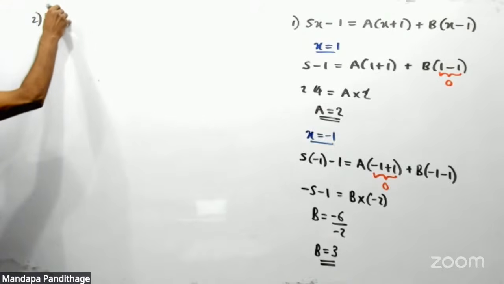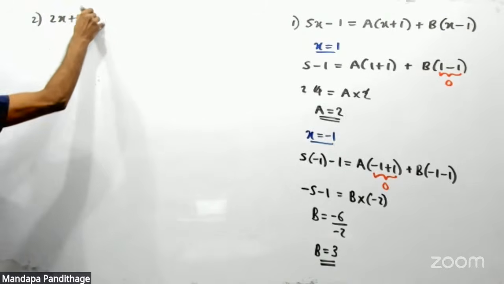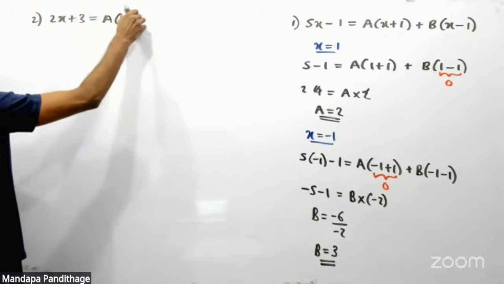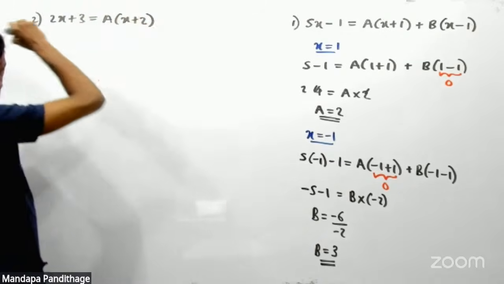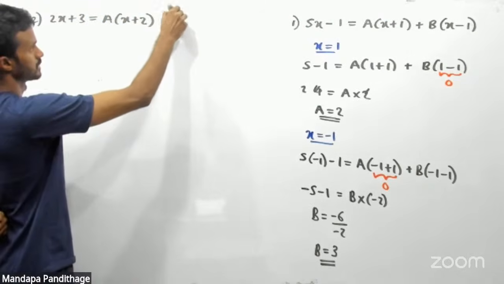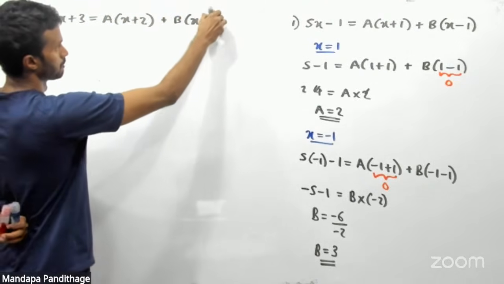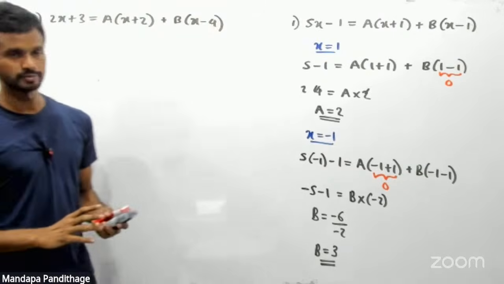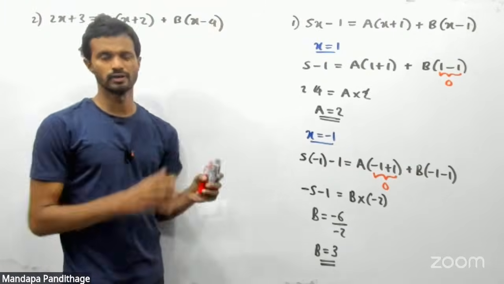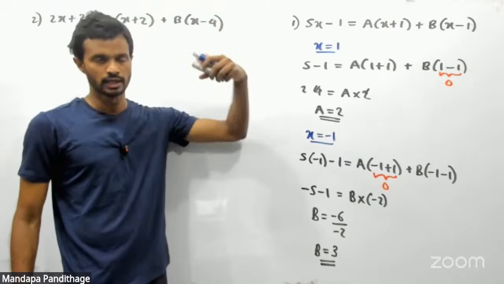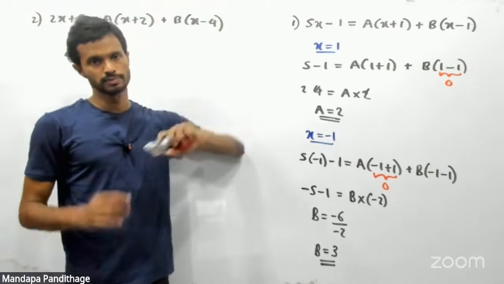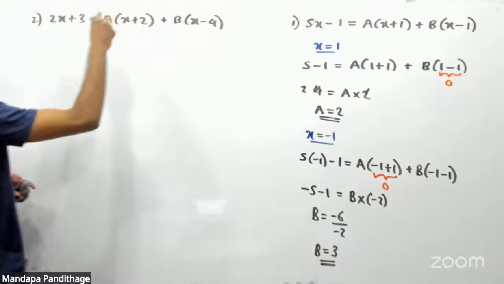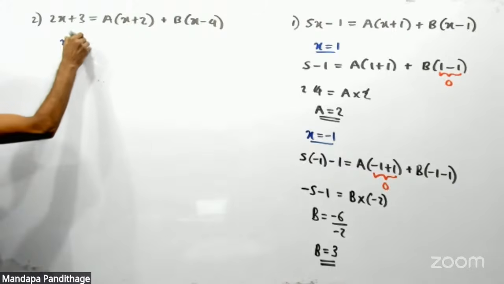Two x plus 3 is equal to a times x plus 2 plus b times x minus 4. Okay, so here I told you we have to substitute values in a way that one unknown term is remaining, and if we have more than two, the remaining unknown terms cancel off. So here you can make this 0 by substituting x equals 4.